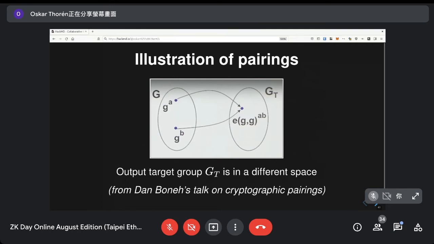As a kind of illustration of this, the output group is in a different space, and we can't take the output and use it as input in another pairing. So we're teleporting ourselves into a different dimension, and unlike Rick and Morty, we can't easily go back. Finding pairing-friendly curves here is a bit of a problem, where we want to balance E being efficient to compute with the discrete logarithm problem being hard in the output group.